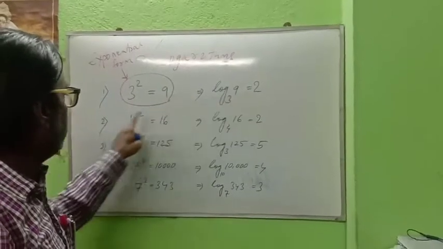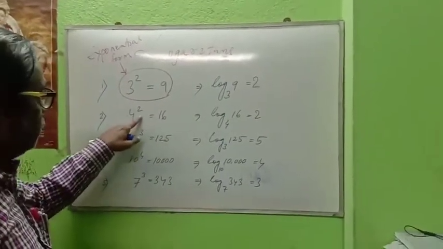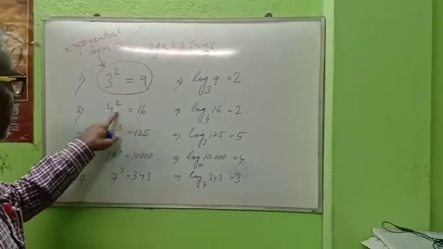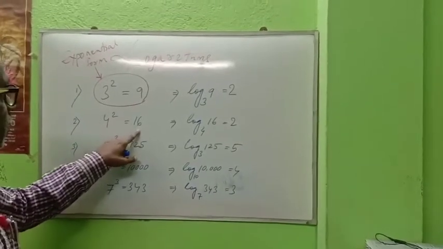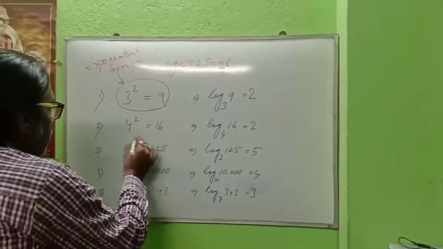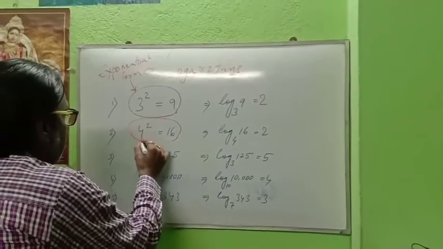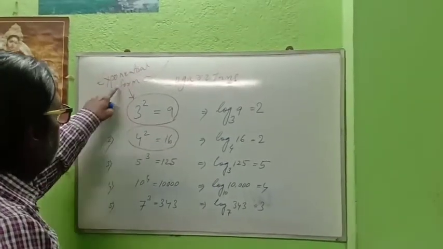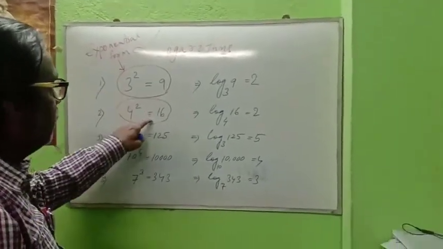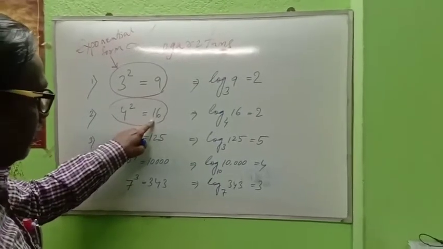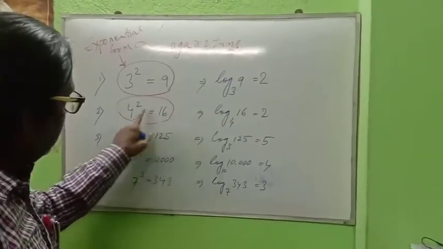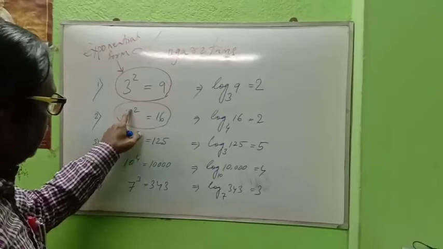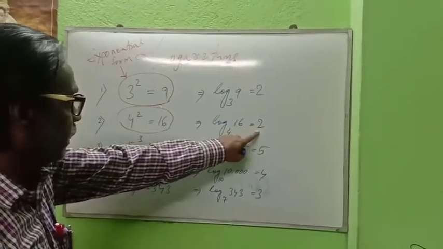Same process. Number 2, 4 square is equal to 16. Means 4 is multiplied 2 times, and the answer is 16. This form is called exponential form. We have to write it in logarithm form. Log 16 base 4 is equal to 2. Means the exponent is going that side.